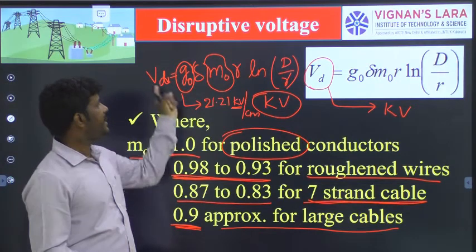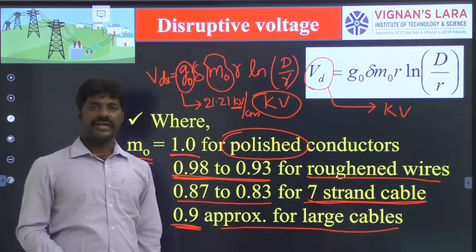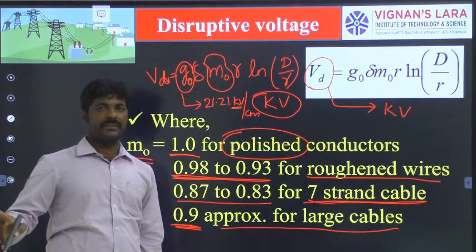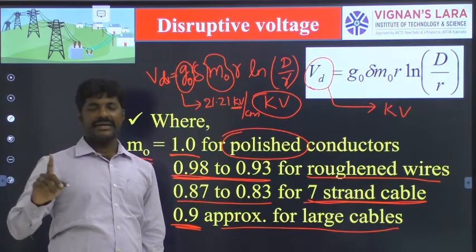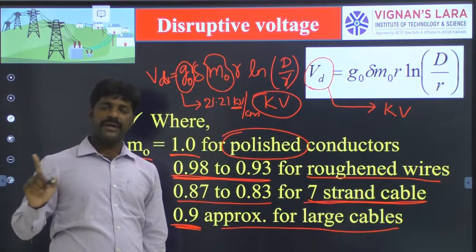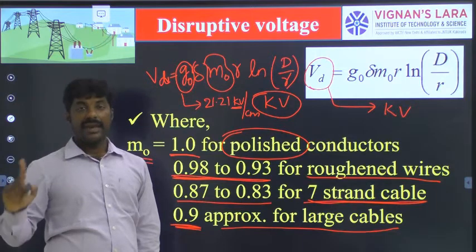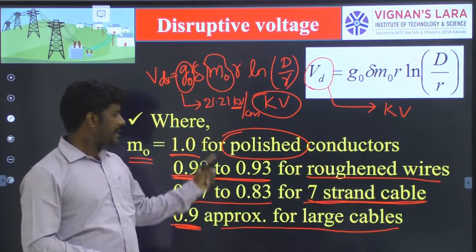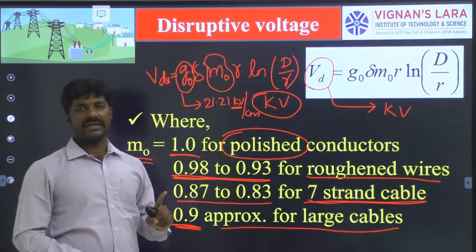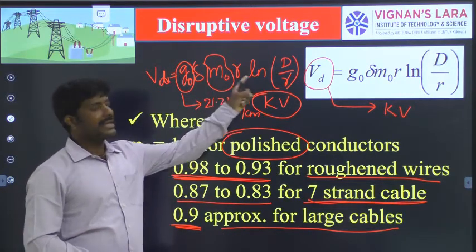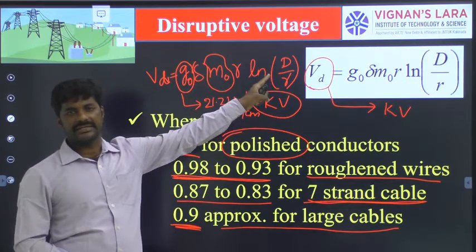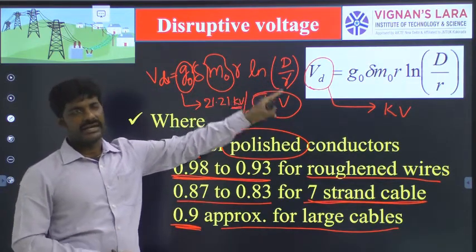So finally the disruptive critical voltage Vd is equal to G naught, 21.21 kV per centimeter, delta air density factor, which is equal to 3.92 B by 273 plus T, M naught irregularity factor, which can be selected as one among these, R radius of the conductor, ln of D by r. D is the spacing between the conductors. R is the radius of the conductor.